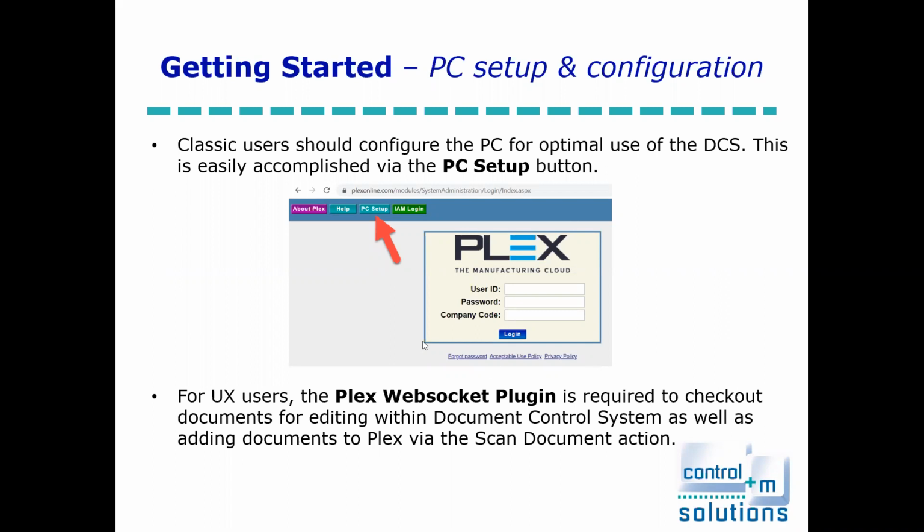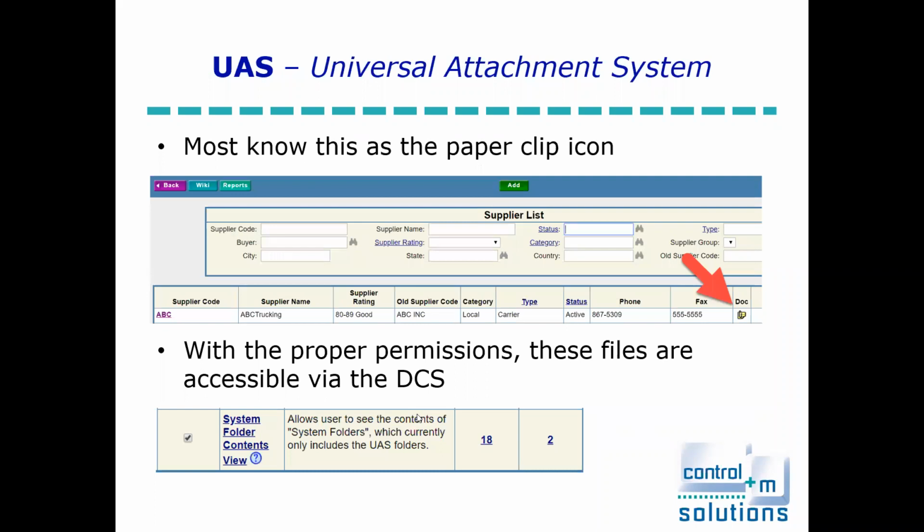But getting started, for those classic users, you should configure the PC that you're using, the device that you're using to access Plex, for optimal use of the DCS. And this is easily accomplished via the PC setup button. Many of you are aware of that, but if you find yourself having trouble accessing documents or getting certain errors, just make sure that your PC is set up correctly. For UX users, the Plex WebSocket plugin is required to check out documents for editing within the DCS, as well as for adding documents via the scan document action that we're going to talk about here in a moment.